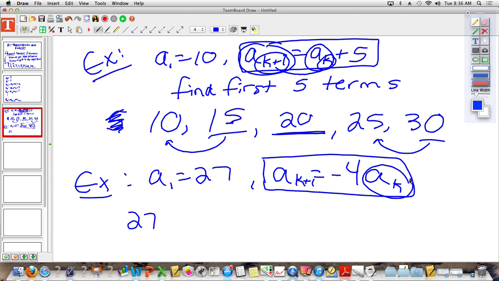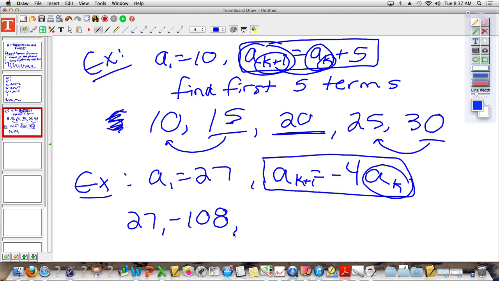What do you have to do to it? Not subtract 4. It says negative 4 times a sub k. So you have to take negative 4 and multiply it by the number that you already have. In this case, you're going to take 27 and multiply it by negative 4. What is 27 times negative 4? Negative 108.